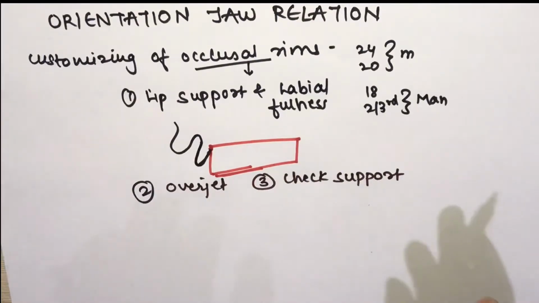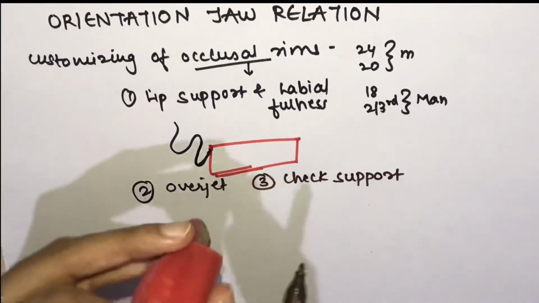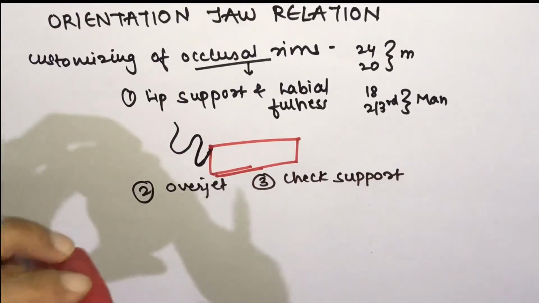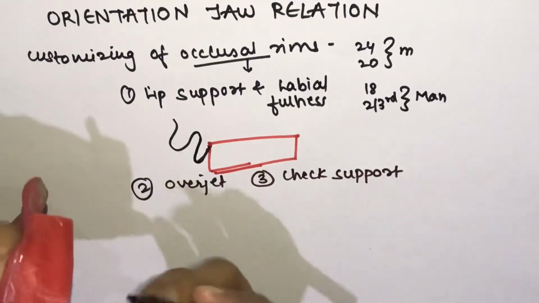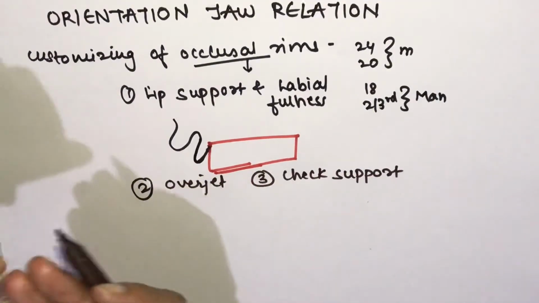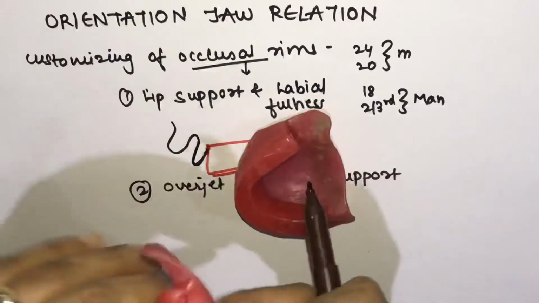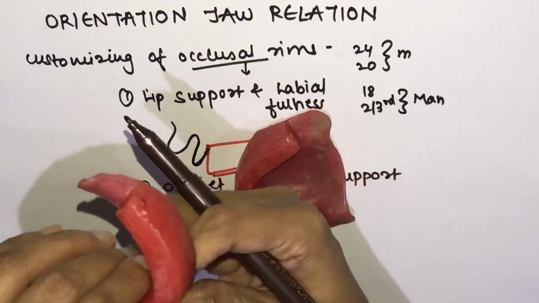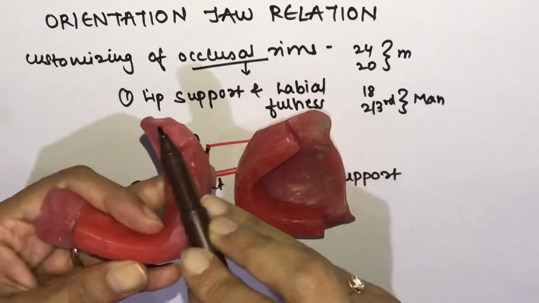Then the next is the level of the occlusal rims. What is the level of the occlusal rim? Suppose, for example, this is your lip. Your upper occlusal rim is made 2 mm short of the upper lip. In the mandible, the lower lip is at the same height as the occlusal rim, and posteriorly it is at 2/3 of the retromolar pad.